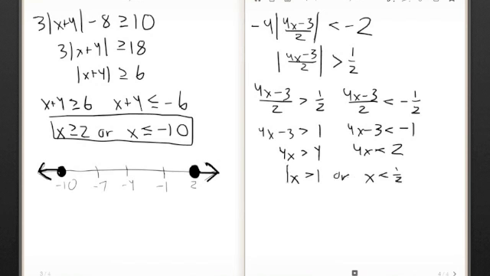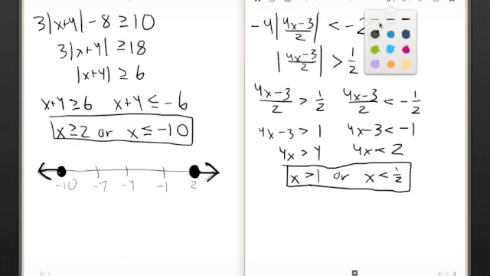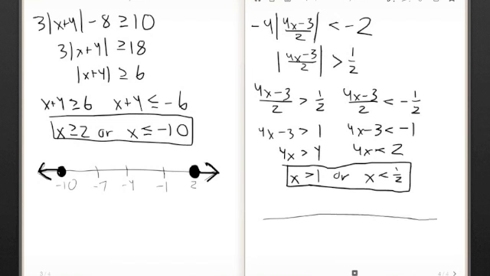And there we have it. X is greater than 1 or less than 1/2. So when we graph this, let's pick points that are farther away just to make it interesting. Let's pick 3 here. And, well, 3's too high.